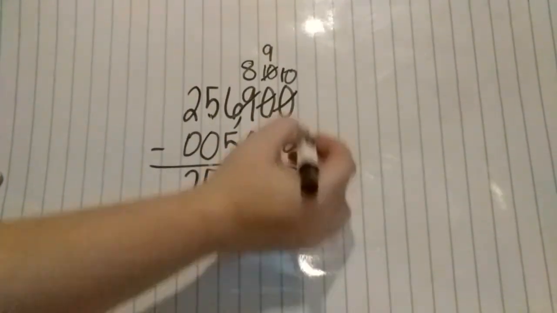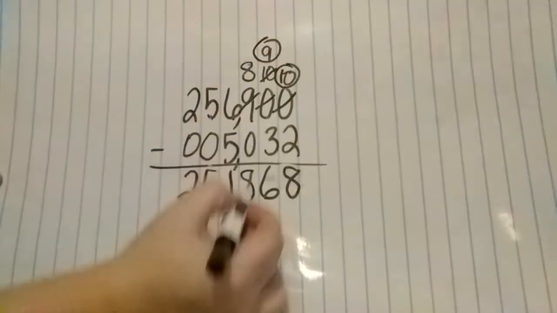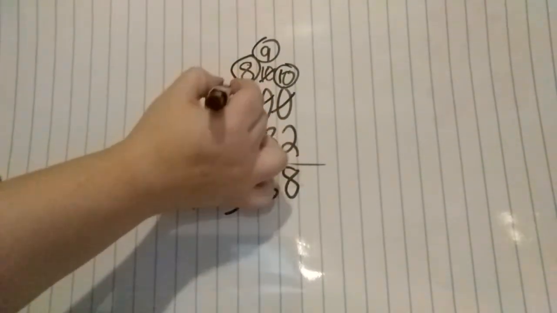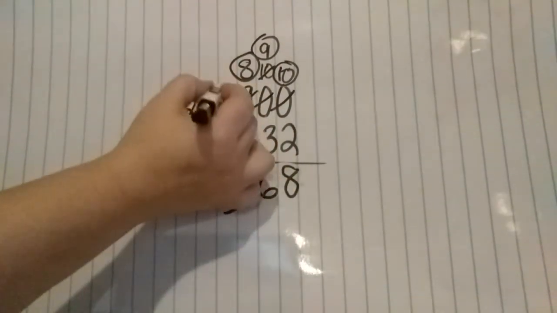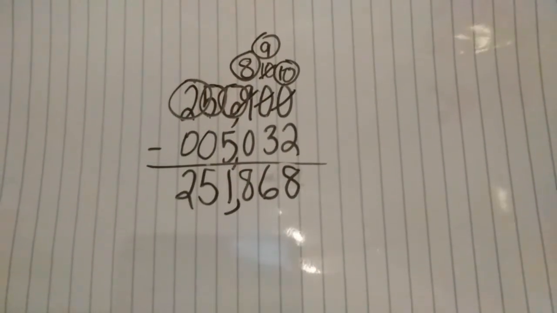8, 9, 10. 6, 7, 8, 9. 8. 1 plus 5 is 6. 5 plus 0 is 5. And 2 plus 0 is 2. So I know my subtraction is correct.